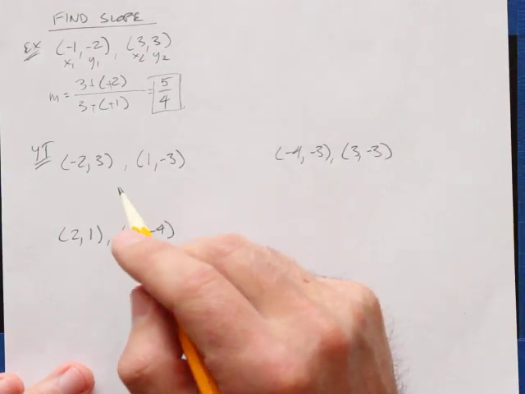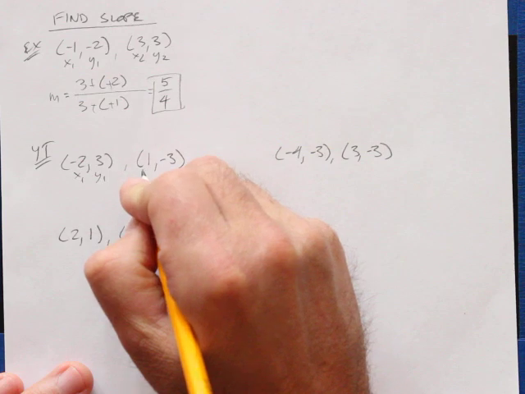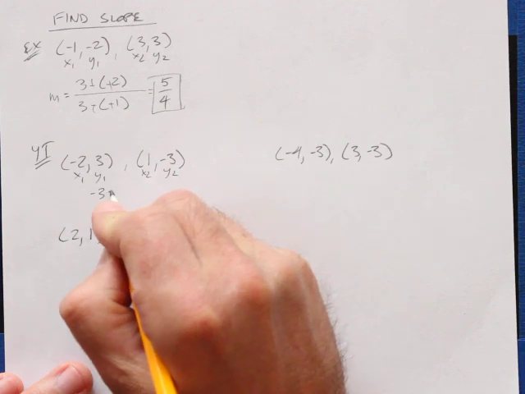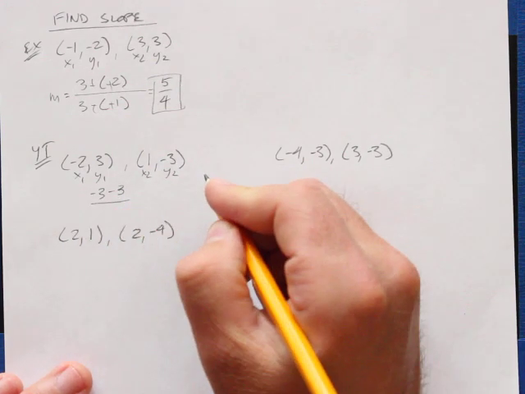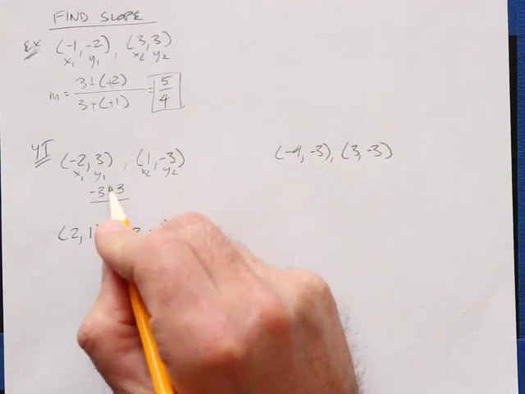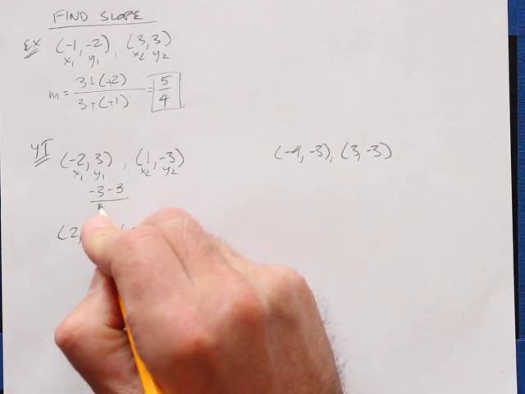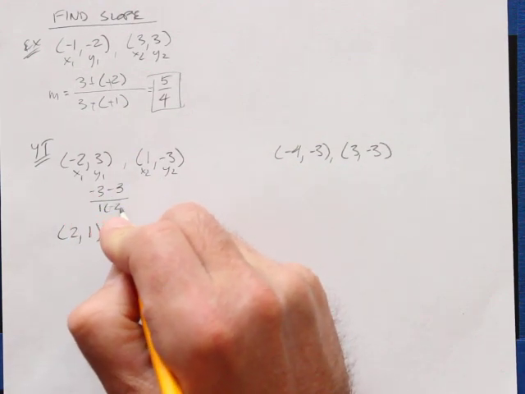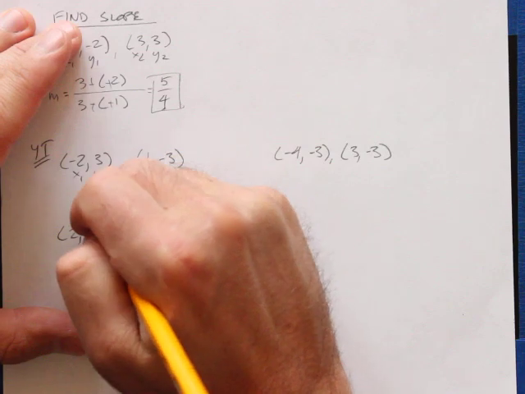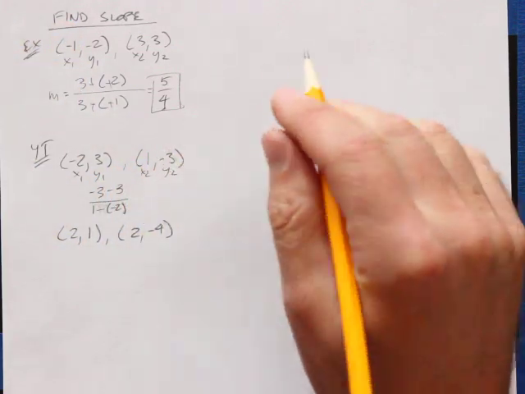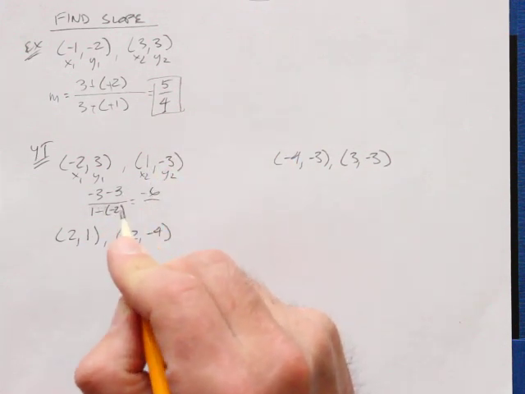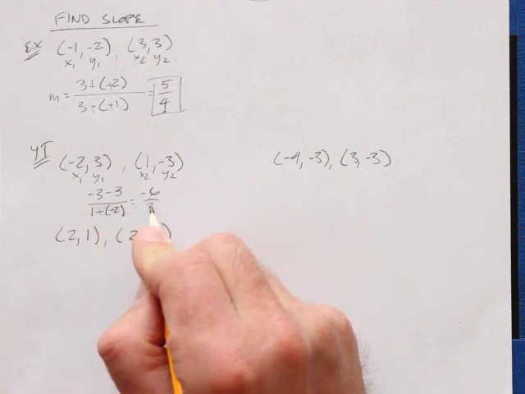All right, let's see how you did. I'm going to label first x1, y1, x2, y2. Y2 is -3, y1 is 3. Wait a second. Did I do something? Yes, that's right. -3. X2 is 1, x1 is -2. Oops. 1 minus -2. Okay. So that gives me -3 minus 3 is -6 over 1 plus 2, which is 3.